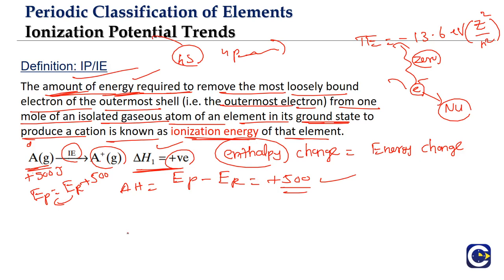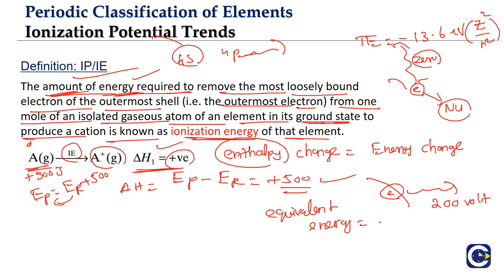See, when electrons are getting removed, let's say we want to remove an electron. We generally remove the electron by applying a potential. Let us say we are applying a potential of 200 volt. Then the equivalent energy that we are spending in removing the electron is given by charge times the potential that we are applying. That is 200 volt, which is equal to 200 electron volt. So this is in fact a unit of energy.